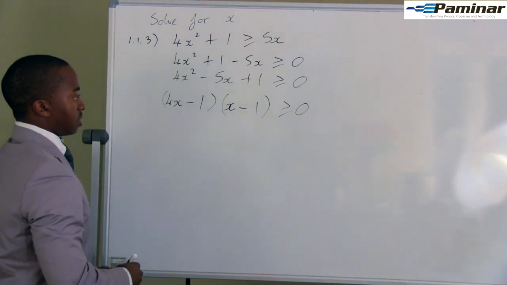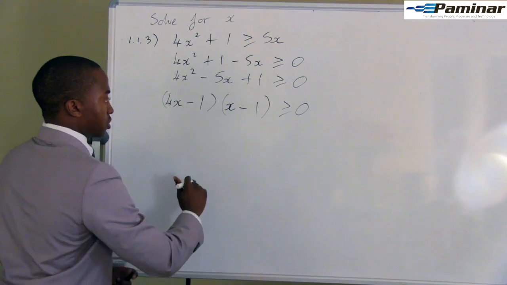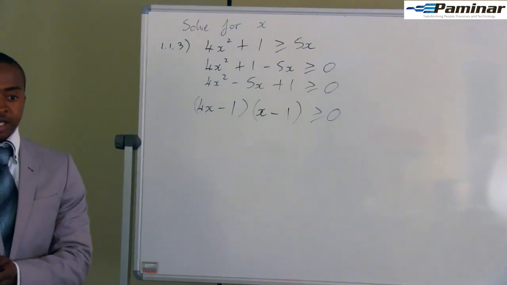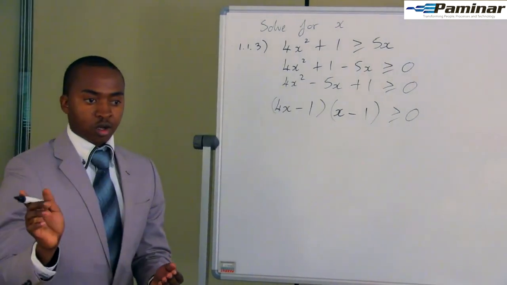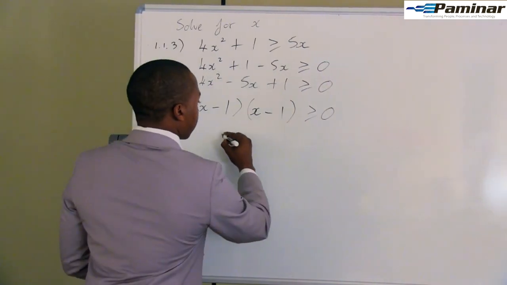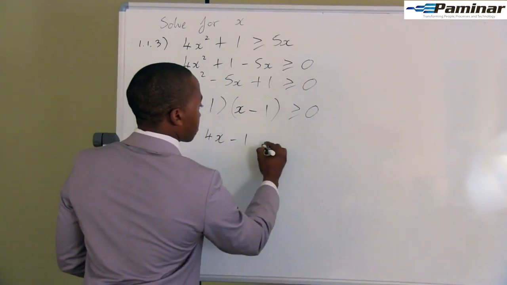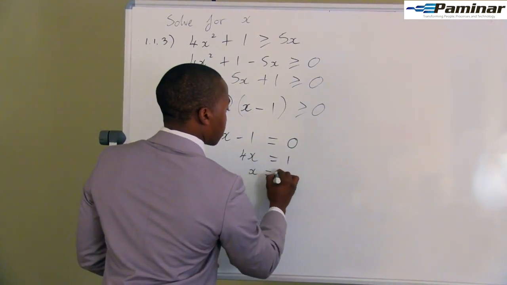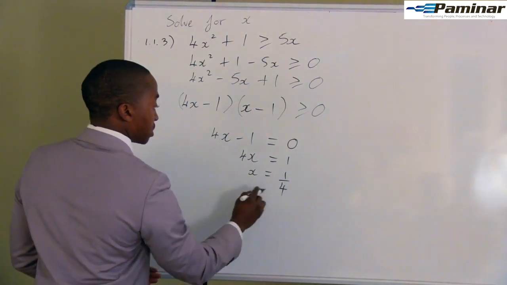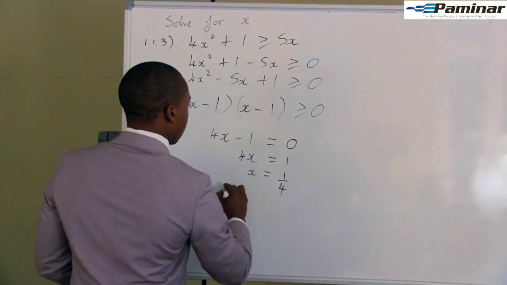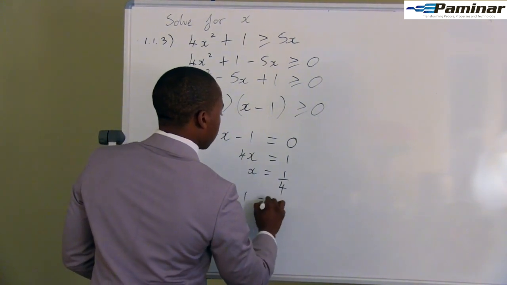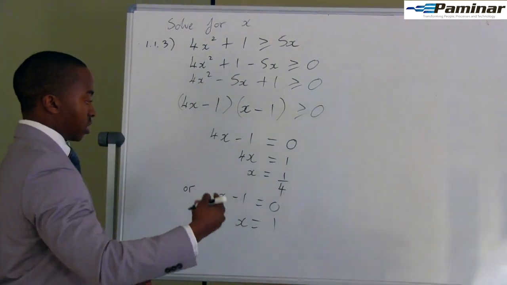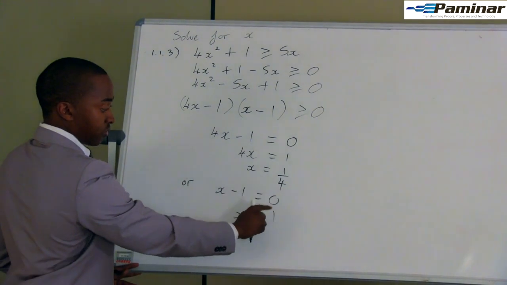Okay, then from here, you've got your two solutions. The method to follow here is to get your smallest number and your biggest number. Then you test along the whole number line. By that I mean your two solutions: 4x minus 1 is equal to 0, which is 4x is equal to 1. Therefore, x will equal 1 over 4. That's your one solution. Or x minus 1 will equal 0, therefore x is equal to 1. Okay, our two solutions are 1 over 4 and 1.